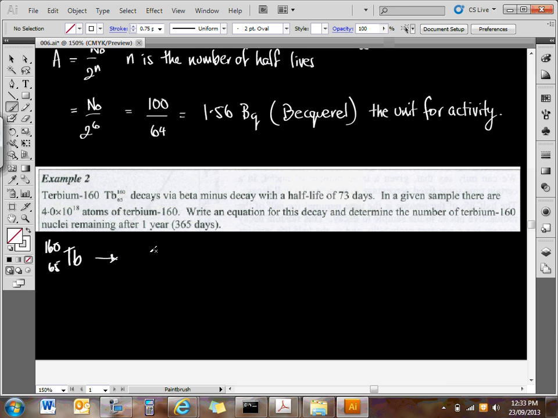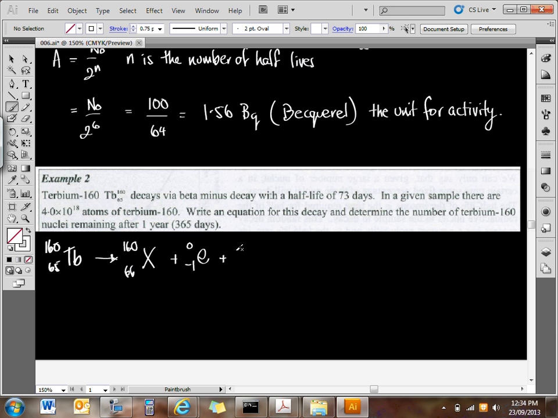Here's the key, beta minus decay. I'm going to put an X for our daughter nucleus here. We're going to say that this is beta minus, so I can say charge of -1. I'm going to call it an electron, mass number of 0. What number goes here if this is -1? 66, thank you. And of course the mass number doesn't change.